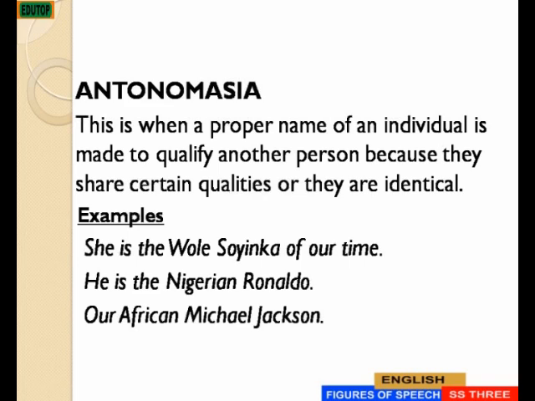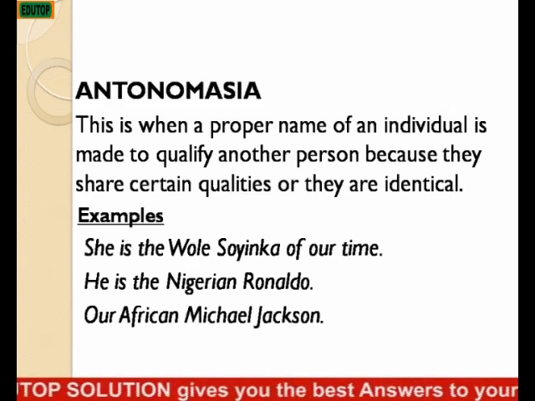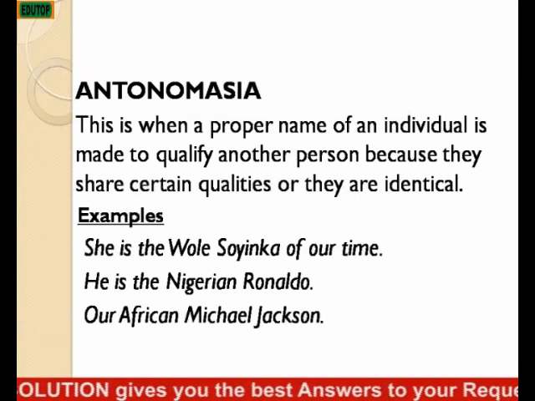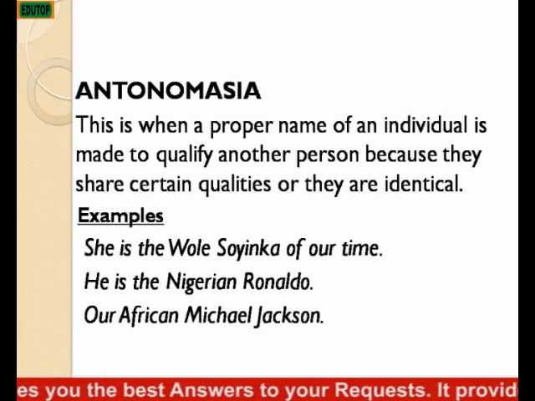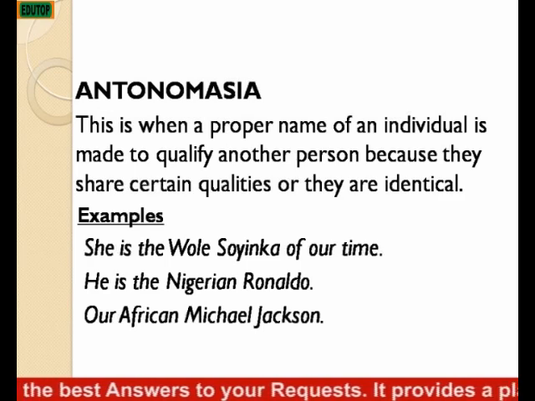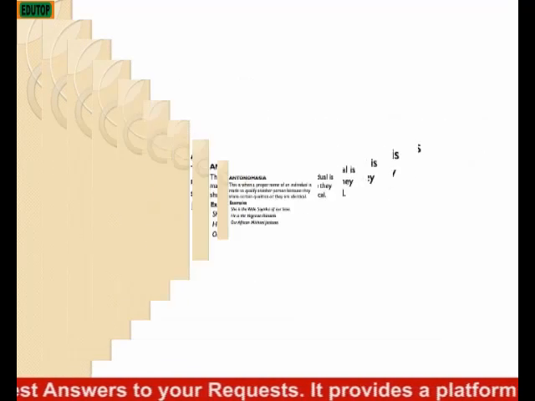So we are trying to give the person the qualities of Ronaldo. When we say our African Michael Jackson, we are giving the person the attributes of Michael Jackson. So antonomasia so far talks about giving individuals proper names of people because they share the same qualities or because they are identical with the person.